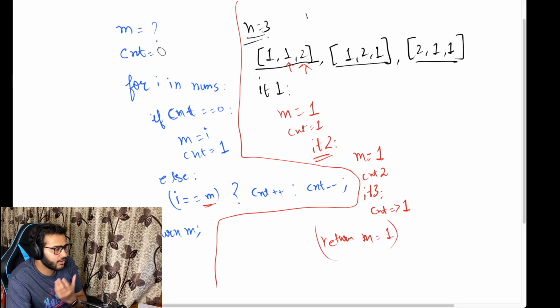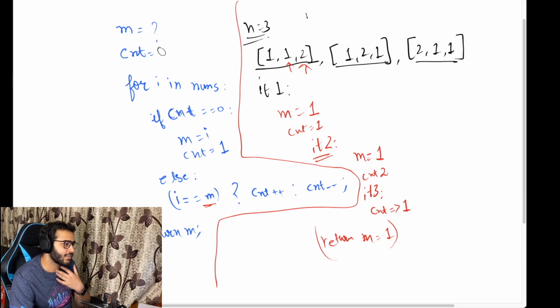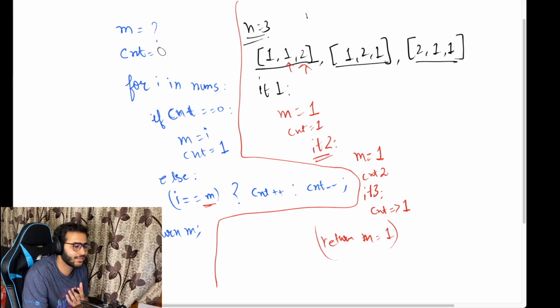And by virtue of the nature of how an element present more than n by 2 times distributes itself in the list, this algorithm works. It was just a cool observation by these guys, and they have an algorithm named after them. So let's code this algorithm out and try to run it on LeetCode and see if all the test cases pass.